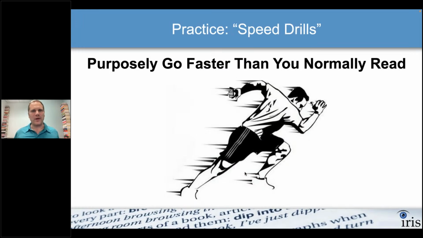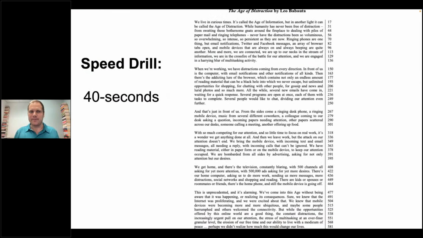Now, the whole point of a speed drill is to purposely go faster than you would normally read. So let me explain how we go about doing that. So the goal here, like I said, purposely go faster. How are we going to go faster? Well, we're going to take material you already read. You see this article right here, Age of Distraction. You already read the first minute of this article. At the very beginning of the session, we read for a minute to measure our reading speed.